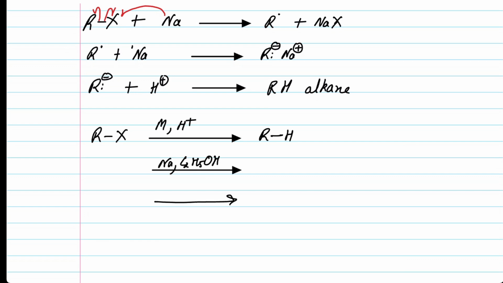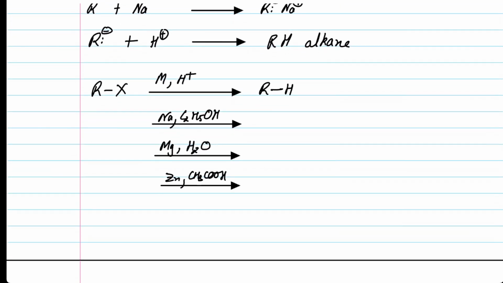If we are to use magnesium, which has a lower reactivity as compared to sodium, the H plus source is better than C2H5OH; we use water. If instead of magnesium we use zinc, then the H plus source turns out to be acetic acid. If we use an even weaker metal, something like iron or tin, then the H plus source turns out to be HCl. So as you can see, as the reactivity of the metal decreases, the source of H plus becomes more active, or rather more acidic.